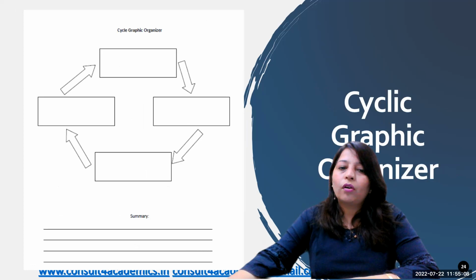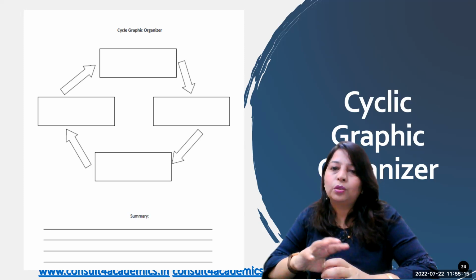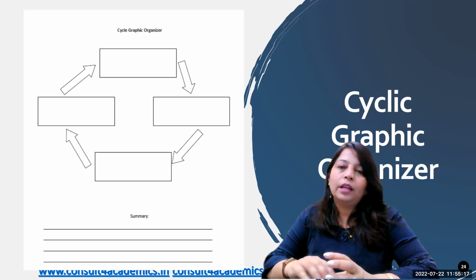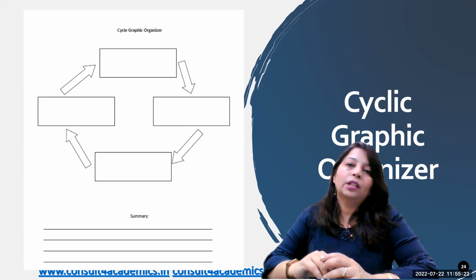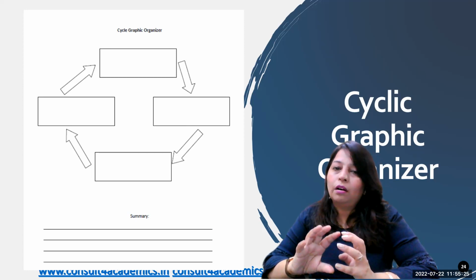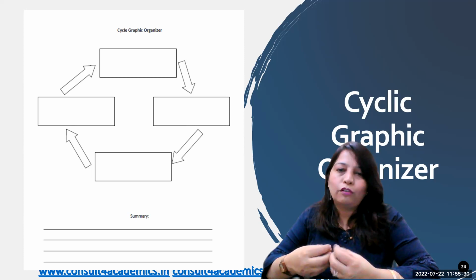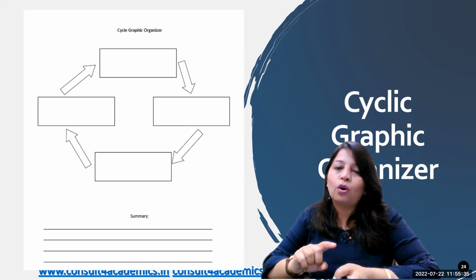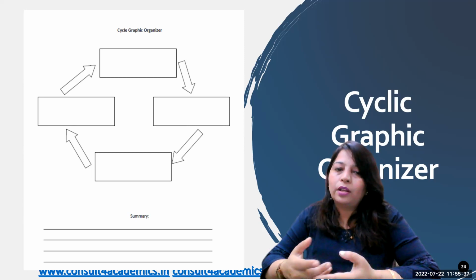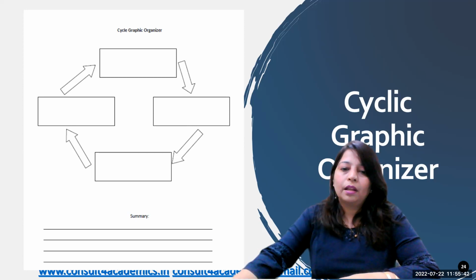Now, the cyclic graphic organizer. We have been doing it earlier as well in many topics and chapters to show a cycle. Maybe it is the water cycle in nature, maybe the flow of energy, or a food web. We have to draw some kind of mind map, some kind of web, some kind of cycle. So wherever a cycle comes, we have to draw this kind of shape. You can use it accordingly, but ask your students to write the summary as well, right?